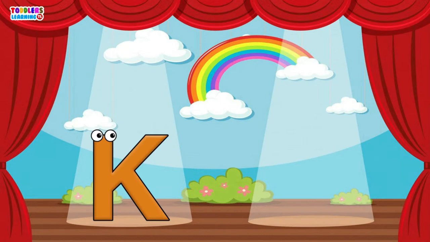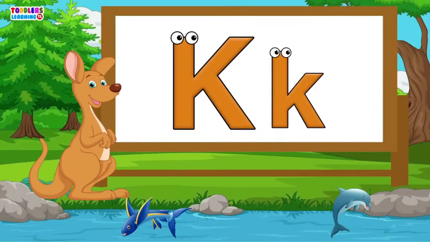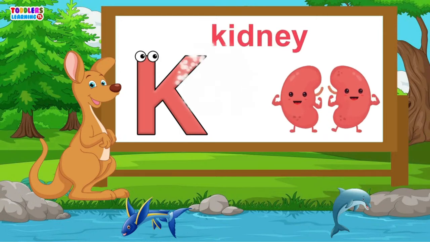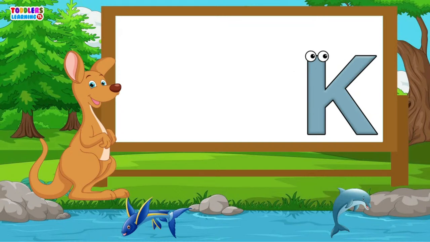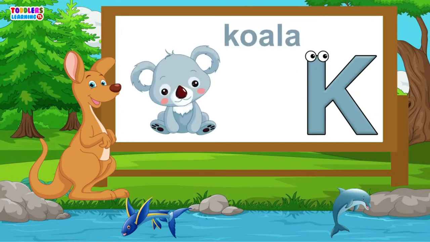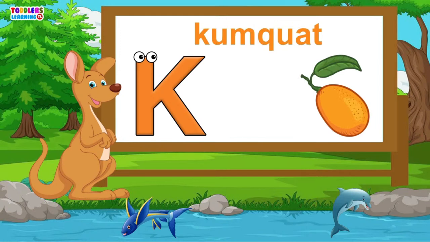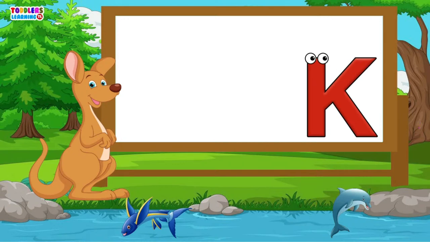This one is uppercase K. This one is lowercase K. Today we will learn different words that start with letter K. K. The sound of K is K. K for kidney. K for cola. K for kumquat. K for ketchup.